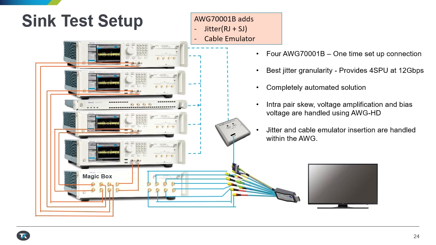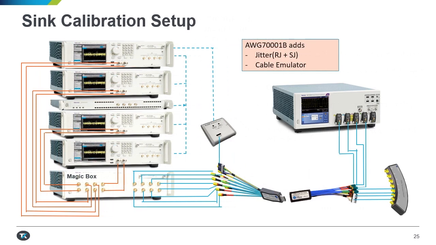Intra-pair skew and voltage amplitude are handled using an external box. Jitter and cable emulators are handled within the AWGs. In the Tektronix sync test setup, there is no manual intervention. One-time connect is shown in the figure. The AWG HD box programmatically adjusts the skew and amplitude. It has inbuilt bias T, power supply, amplifier, delay lines, and end-to-end automation including link training. These AWGs are best in class, providing jitter granularity.